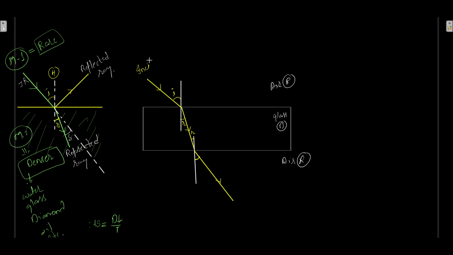So this one is your incident ray, and this one is your refracted ray, and this one is what finally emerges out. So it's an emergent ray, and that particular angle is your angle E.